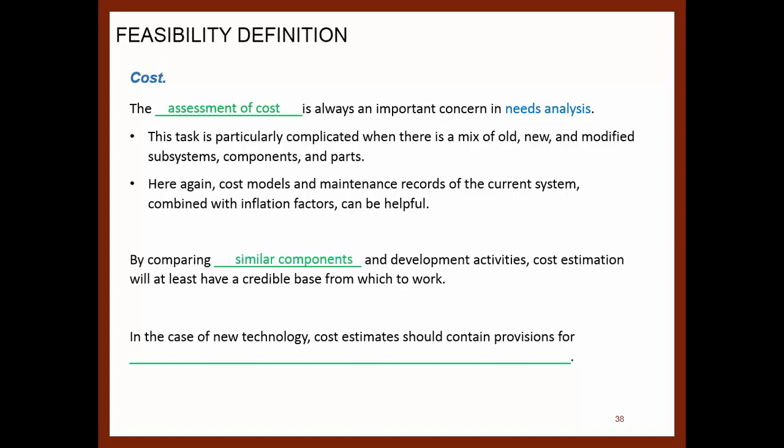By comparing similar components and development activities, cost estimation would at least have a credible base from which to work. In the case of new technology, cost estimates should contain provisions for substantial development and testing prior to commitment for its use. So this is something that was left out in that hover example. So substantial development and testing commitment in terms of having the money to perform those.